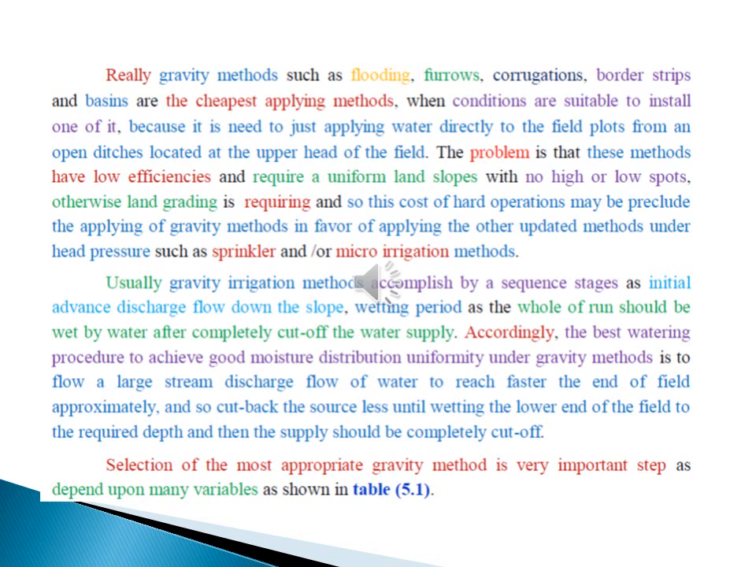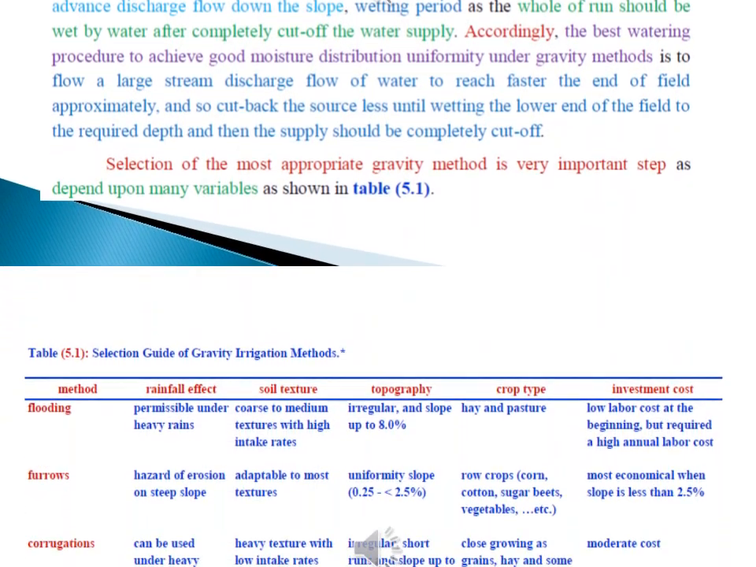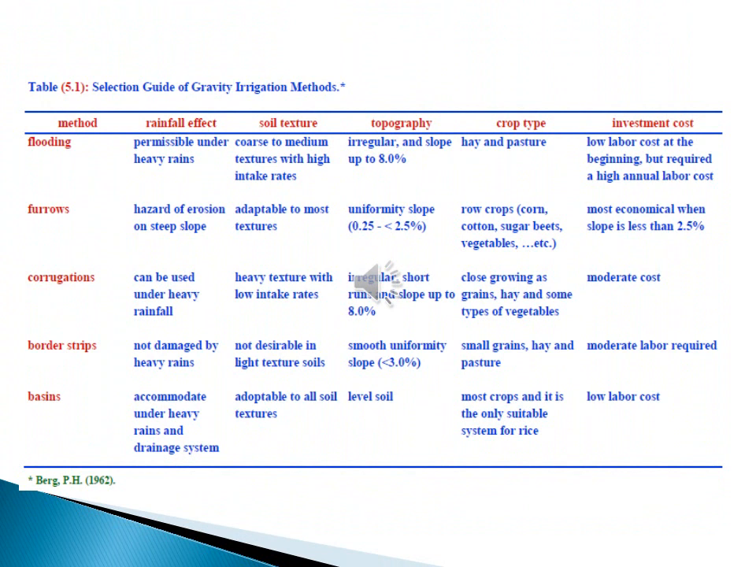Usually, gravity irrigation methods are accomplished in sequential stages, starting with the initial advance of discharge flowing down the slope, then the wetting period, as the whole run should be wet by water after the water supply is completely cut off. Anyway, selection of the most appropriate gravity method is a very important step and depends upon many variables as shown in the enclosed table, which you can take as a guide. Table showing the selection guide of gravity irrigation method. You can follow it easily.